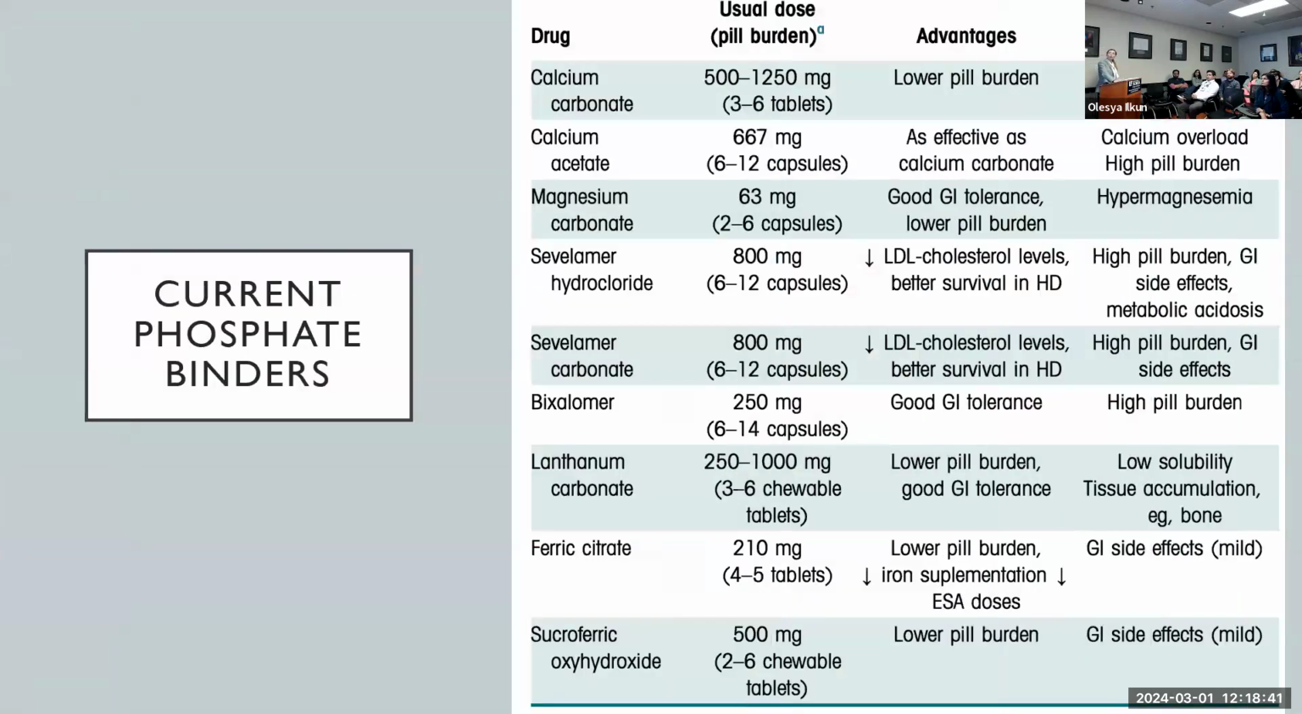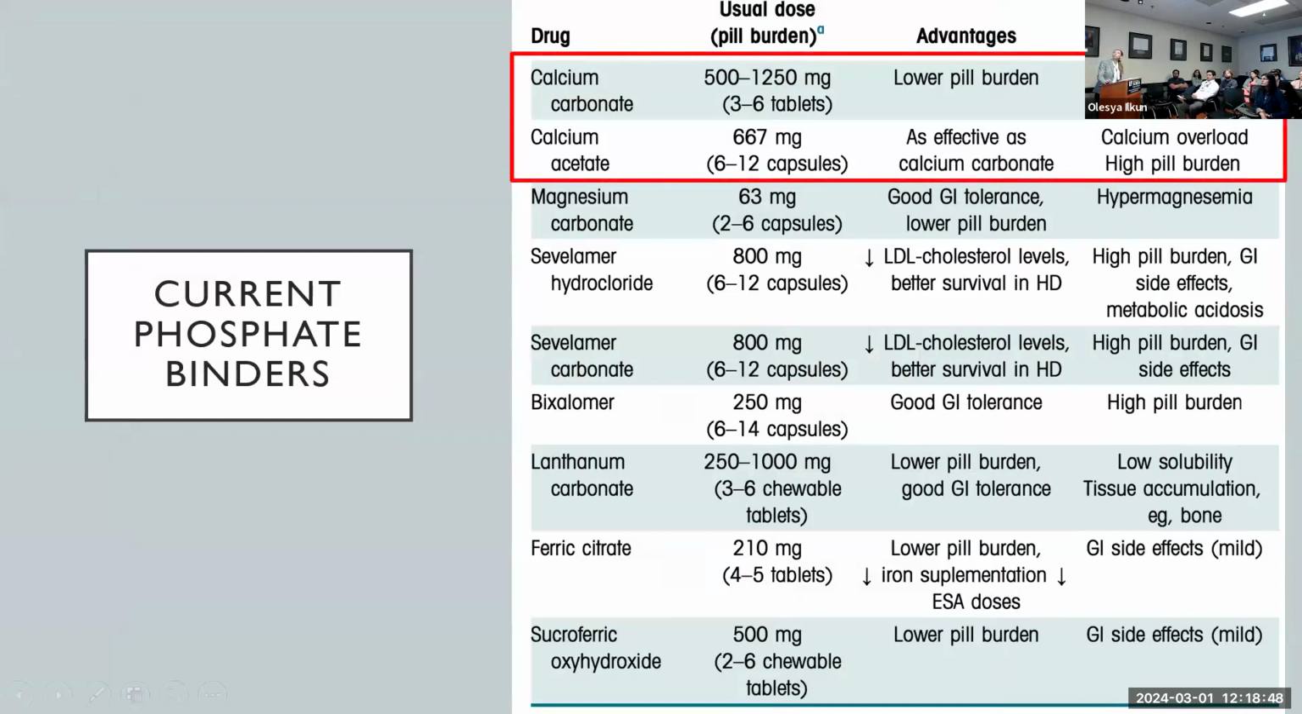Right. Our current phos binders, what do we have? We have calcium-based binders, and looks like my little speech bubble here is blocking one of them. What it does say is approximately the same things. We have slightly lower pill burden. Sorry, Yvette, I didn't mean to bring that down to take a picture. So we have a lower pill burden.